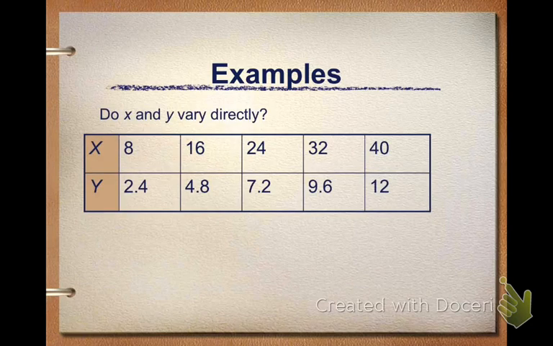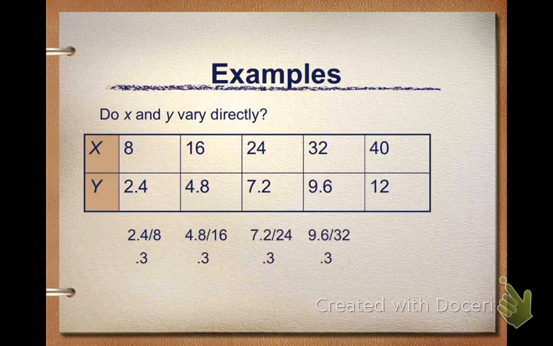What about the second one? Yes, no, maybe? All I have to do is take the y and divide it by x. 0.3, 0.3. Starting to see a pattern. So yes, everything's good.